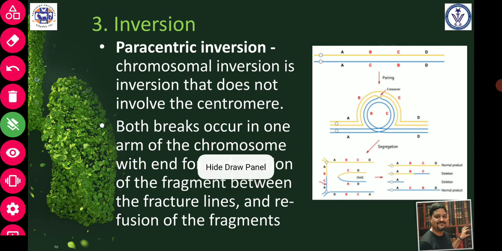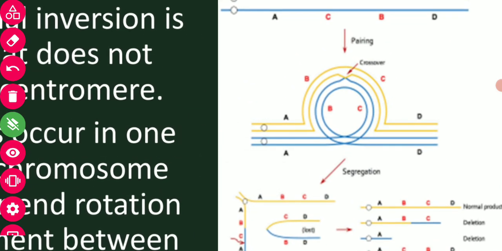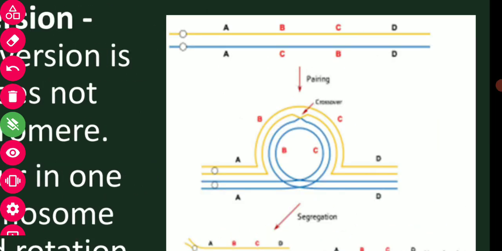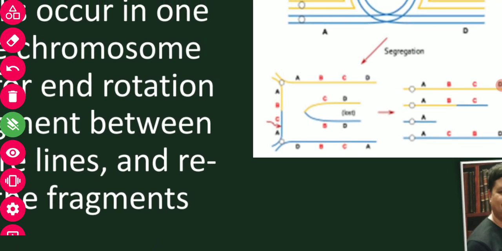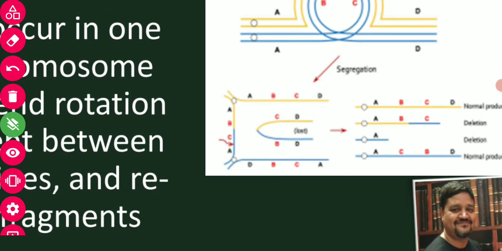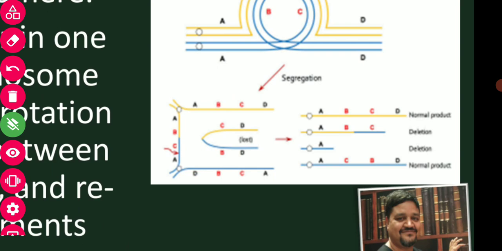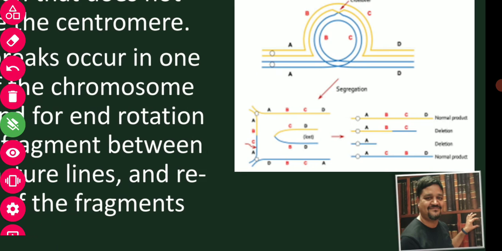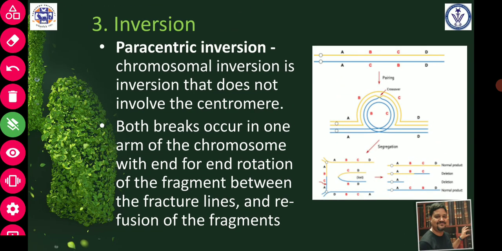This is mainly occurring at the time of segregation. Here you can see in this picture the pairing of chromosomes, and at the time of segregation there is a cut, and here you can see the end to end reversal, and then it will form the normal product and the inverted product. So this is about paracentric inversion.